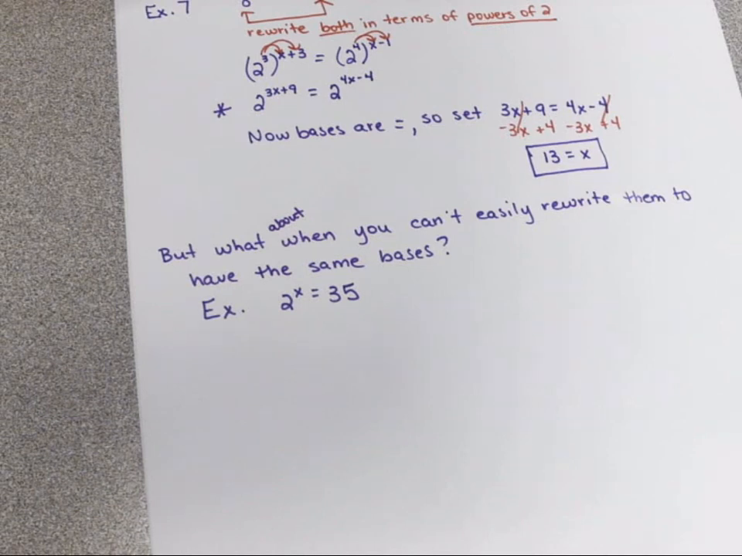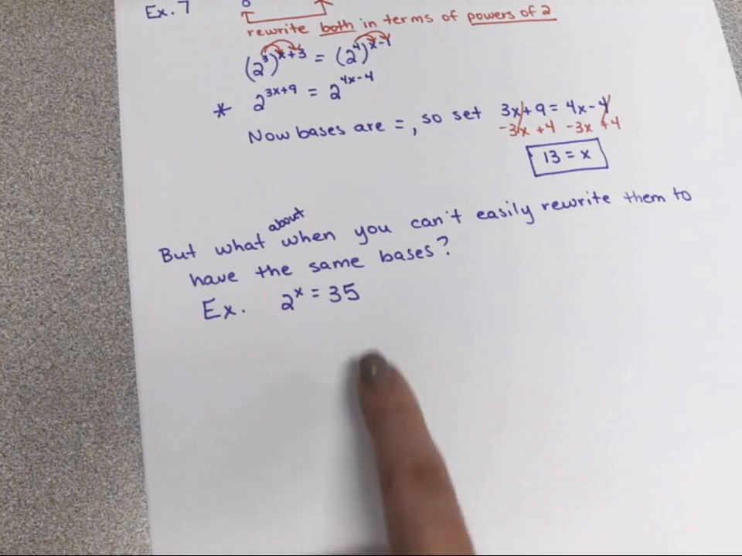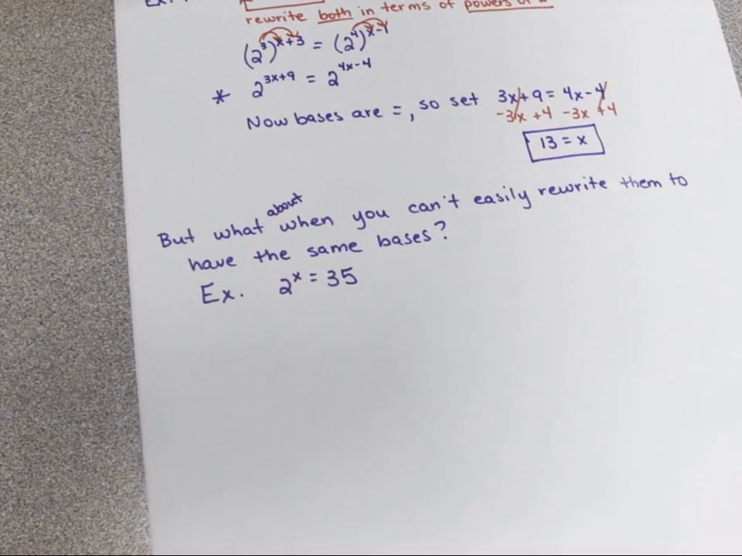All right, so what do we do? Like, no matter how hard we try, could you rewrite 35 as a power of 2? There's no way, right? Because 2 is an even number, and so you should be getting even answers, right? So there's no way to do it nicely, right? Because 2 times 2 is 4, times another one is 8, 16, 32, and then we go to 64, right? We skip right over 35, okay?